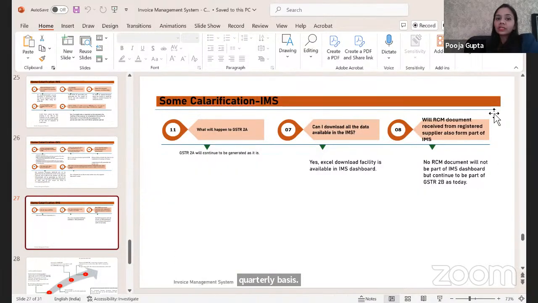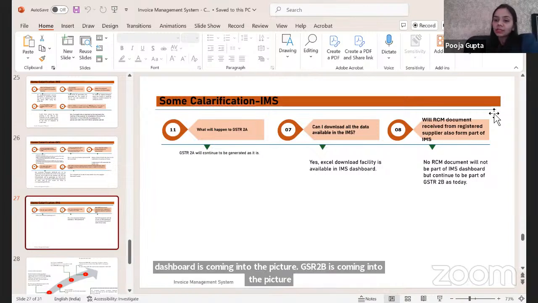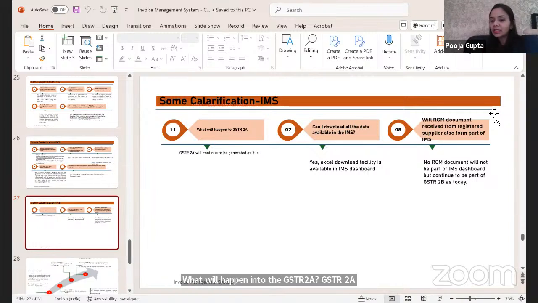Next question is, now that the IMS dashboard is coming into the picture and GSTR2B is coming into the picture, what will happen to GSTR2A? GSTR2A will remain the same as of now. It is not going to change. It will remain the same.